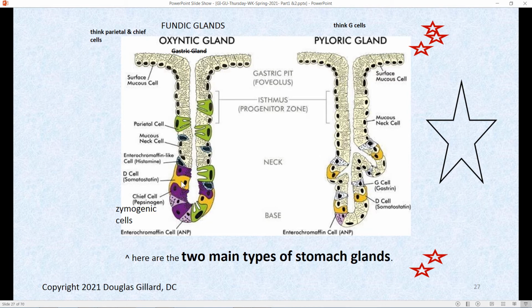There's some shutoffers too. They both secrete somatostatin. We have fundic D cells. We also have pyloric D cells over here. They both shut down acid production.